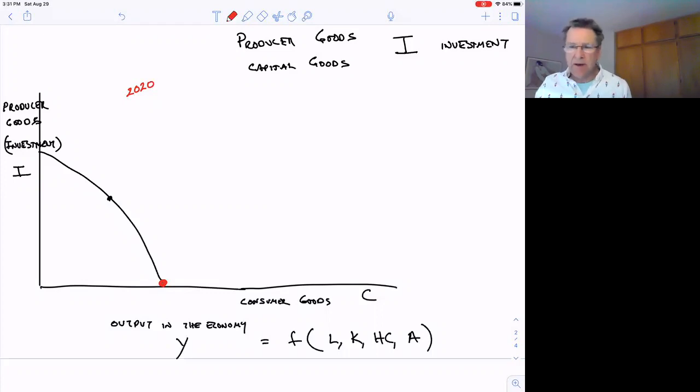But if the people want the economy to grow, they want to be richer in the next year than they were before, then something has to change. More of these inputs has to occur. There has to be more technology, or more physical capital, or more human capital.